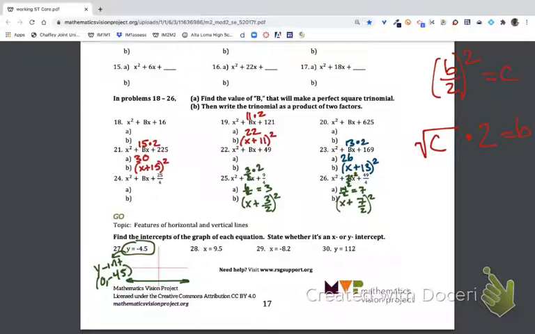So without even graphing it, I've got this stuff in the middle here. This tells me that an x-intercept is at negative 8.2, 0. Graph it, see what happens.